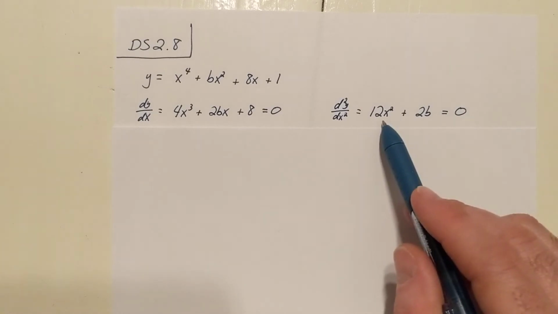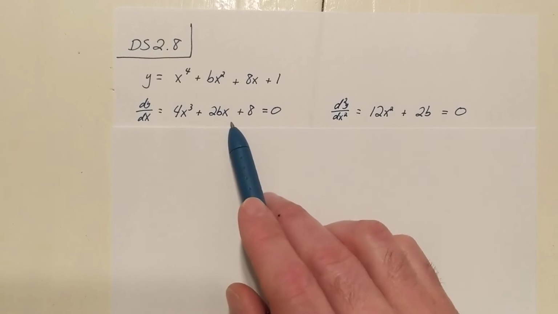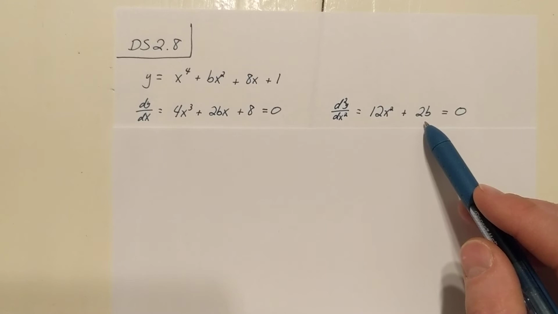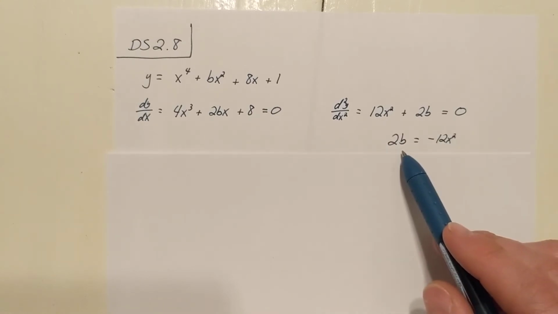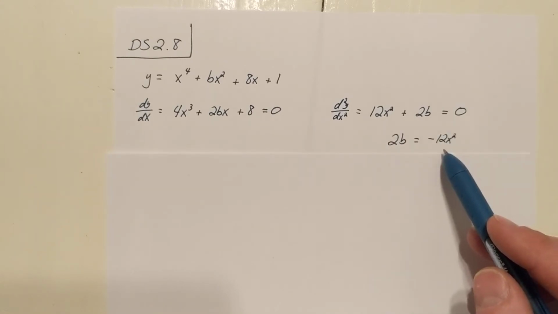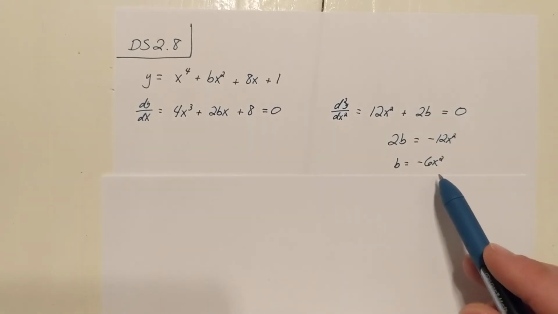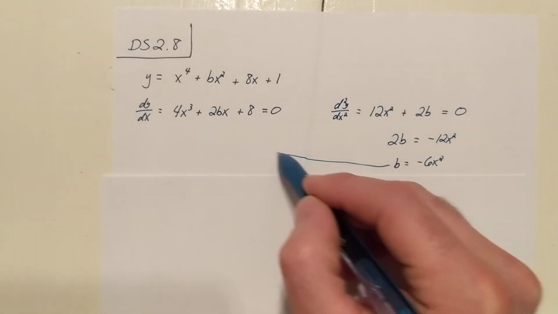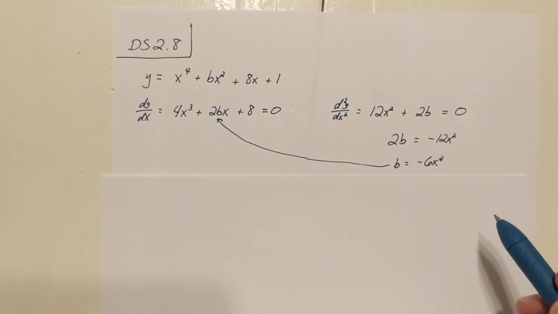Now, as is often the case, it's the second derivative that's a little bit simpler to deal with than the first. Since there was a b in both of these equations, I took the second derivative equation and tried to solve for b in terms of x. So I brought the 12x squared to the other side and got 2b equals negative 12x squared, divided both sides by 2 and got b equals negative 6x squared. That's as much as you can do with that, but now that we know that's the value of b, I brought that back over into the other equation and substituted it in for b.